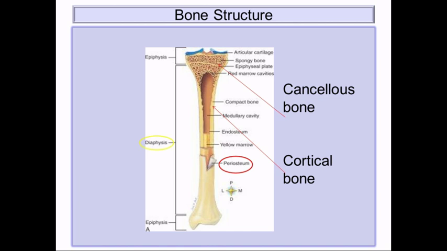Long bones are characterized by having a middle shaft called diaphysis and the 2 ends called epiphysis. The legs and arms and fingers are examples of these types of bones.